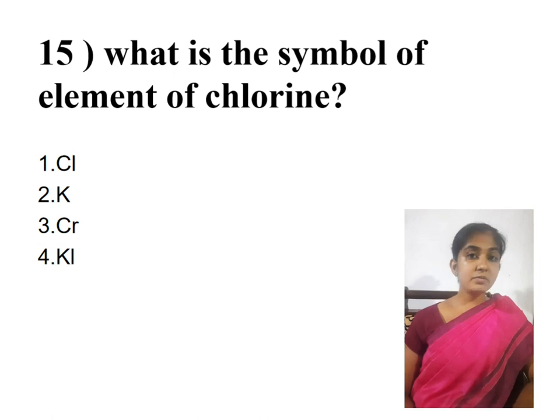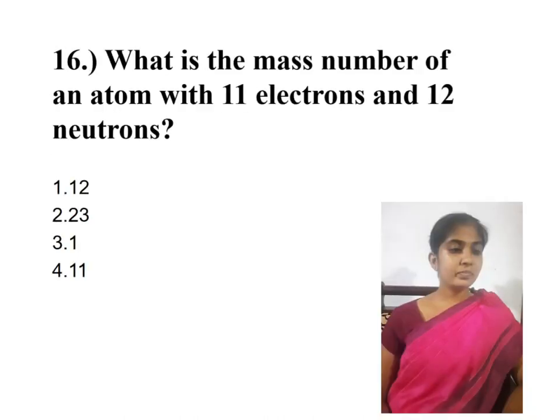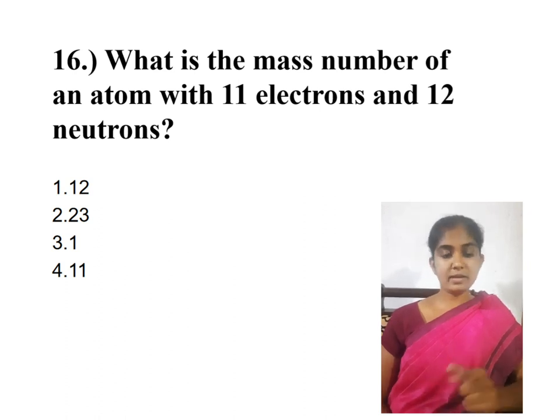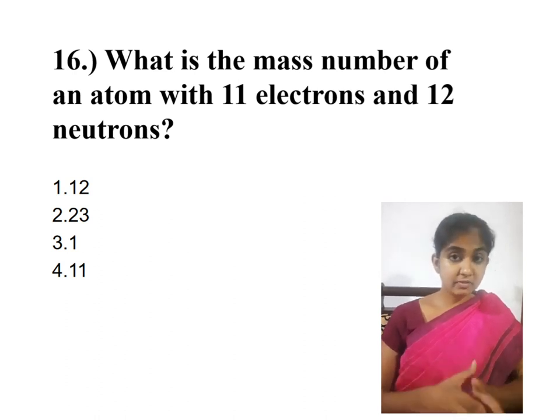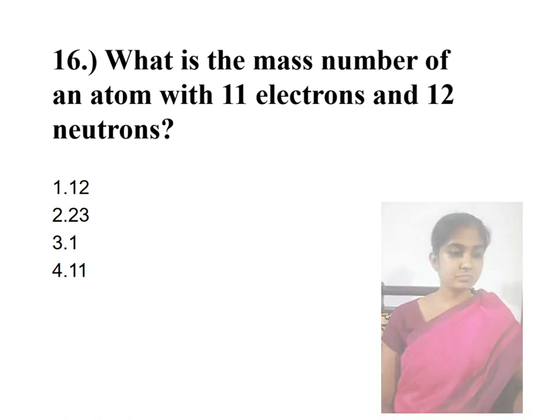What is the symbol of the element chlorine? Yes, when indicating the atom of chlorine, capital C and small l. Answer 1. What is the mass number of an atom with 11 electrons and 12 neutrons? When considering an atom, the number of electrons and the number of protons are equal. So in this atom, there are 11 protons. Mass number is the sum of neutrons and protons in the nucleus.